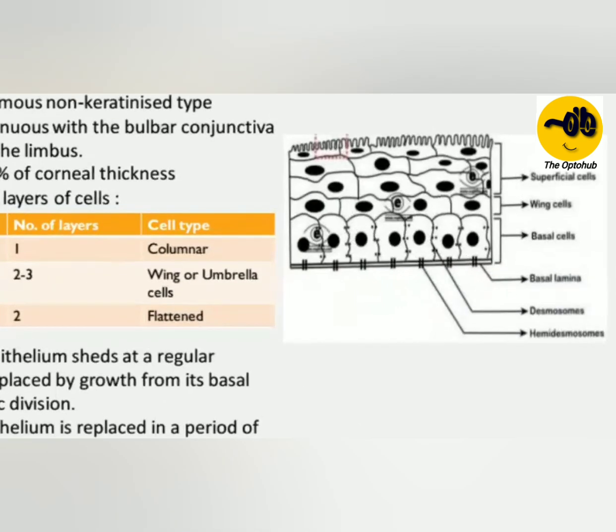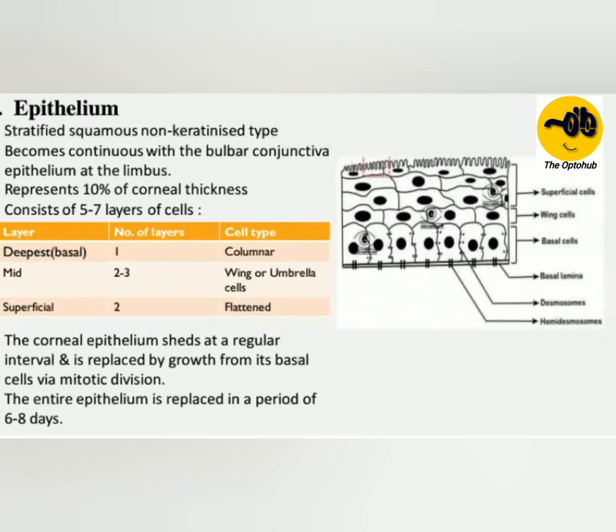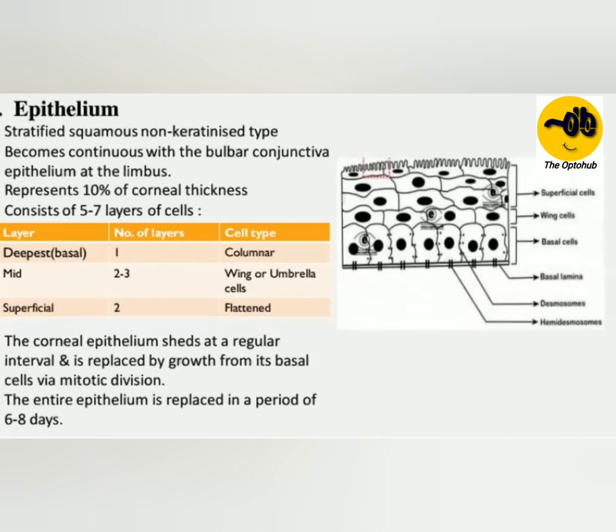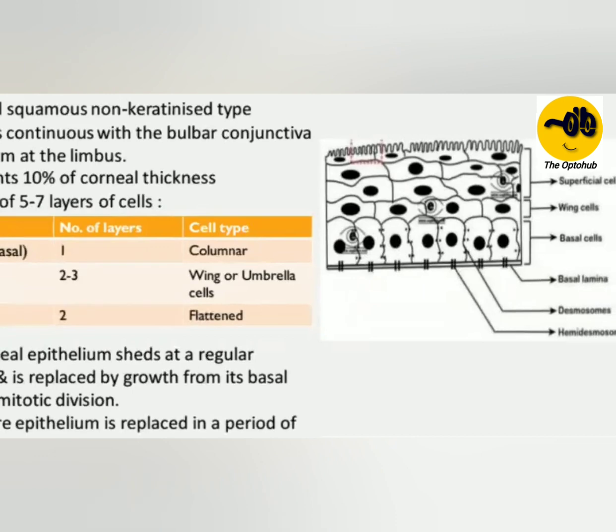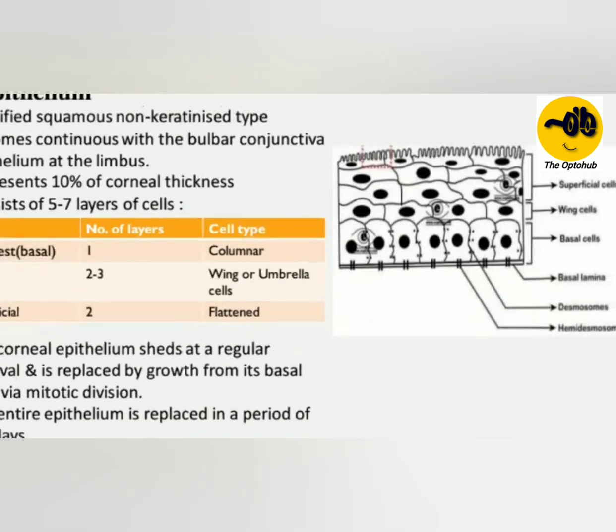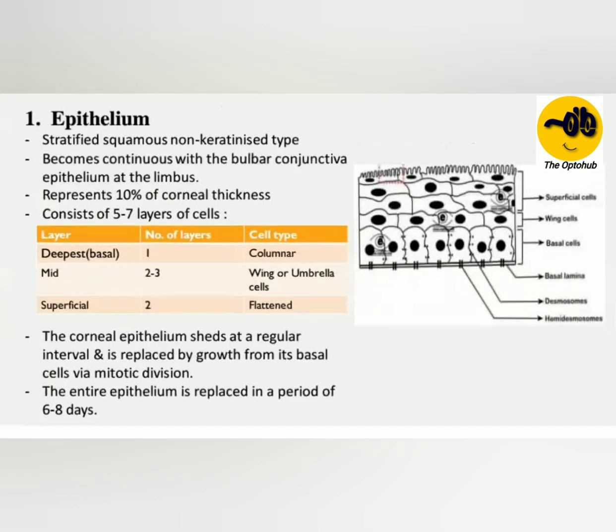You can see in the diagram that the basal layer, which is the deepest layer, generally consists of one layer of cells, and these are columnar cells. They are tall and column-like. Next are the mid epithelial cells, known as wing or umbrella cells, and they are present in 2 to 3 layers. And the superficial layer, the outermost part of the epithelium, is composed of flattened cells, which are present in 2 layers. These superficial cells also have microvilli at the top.